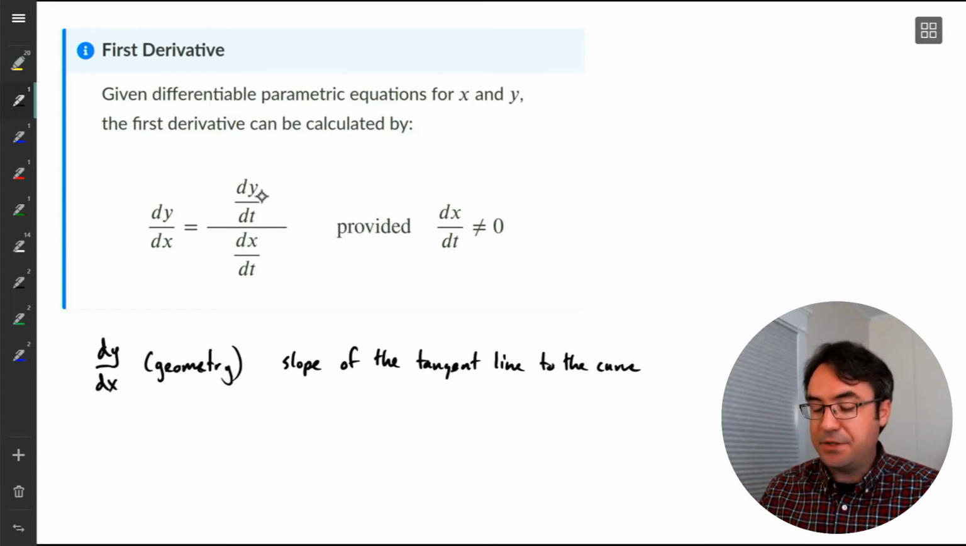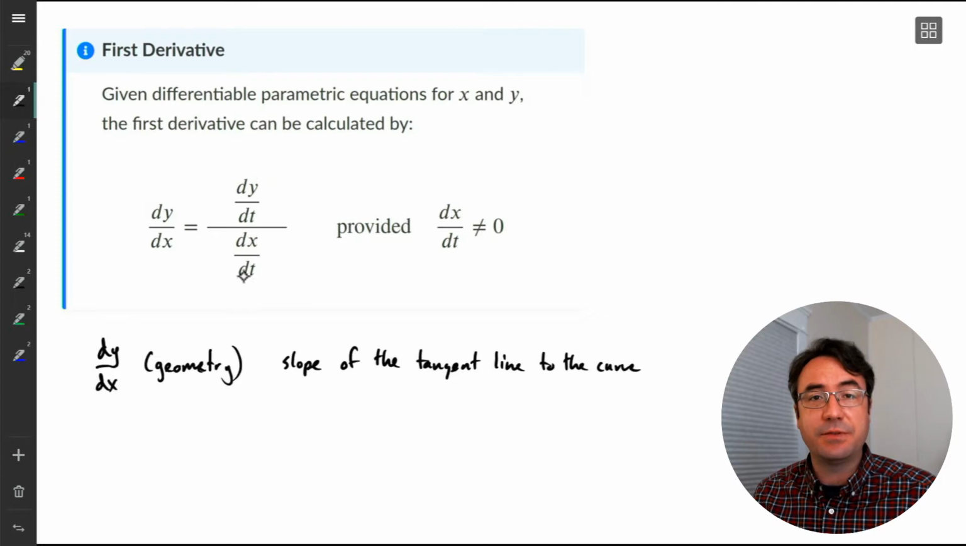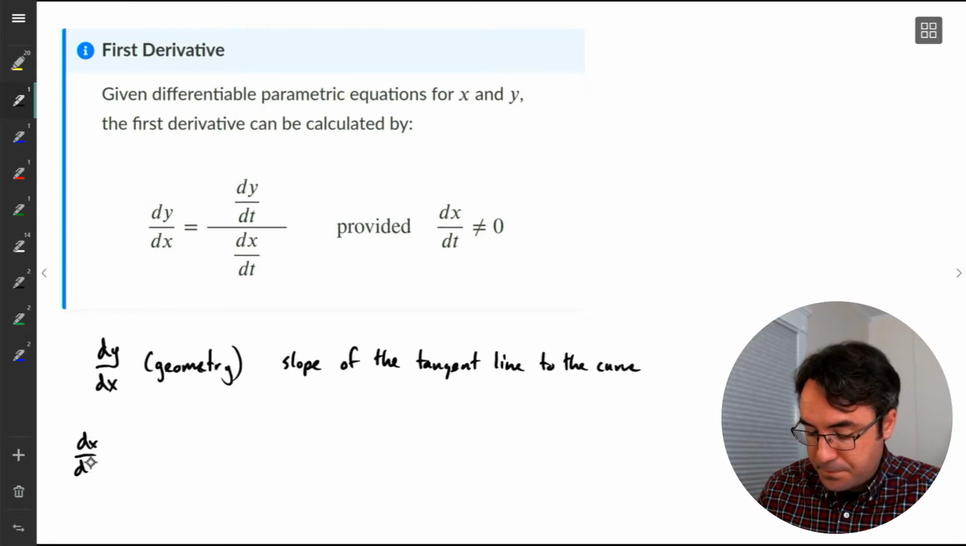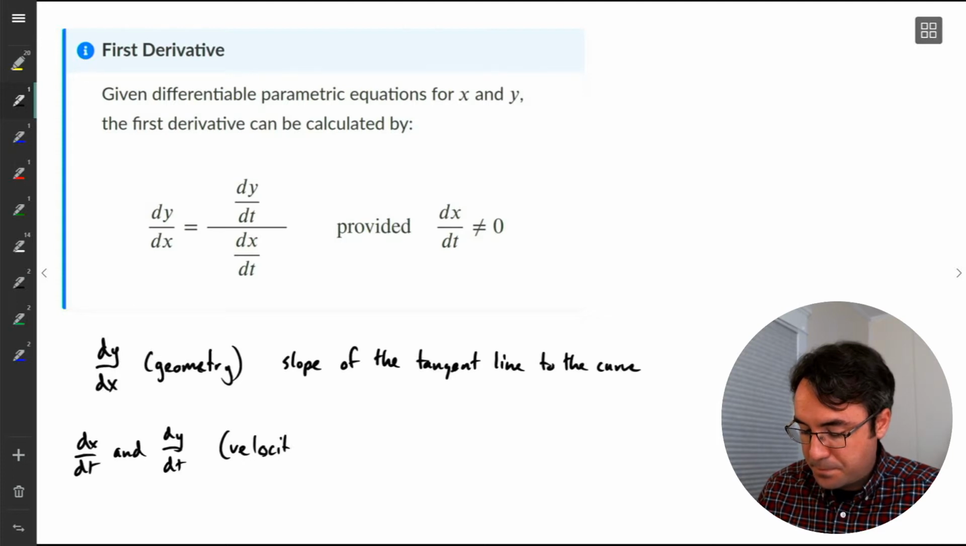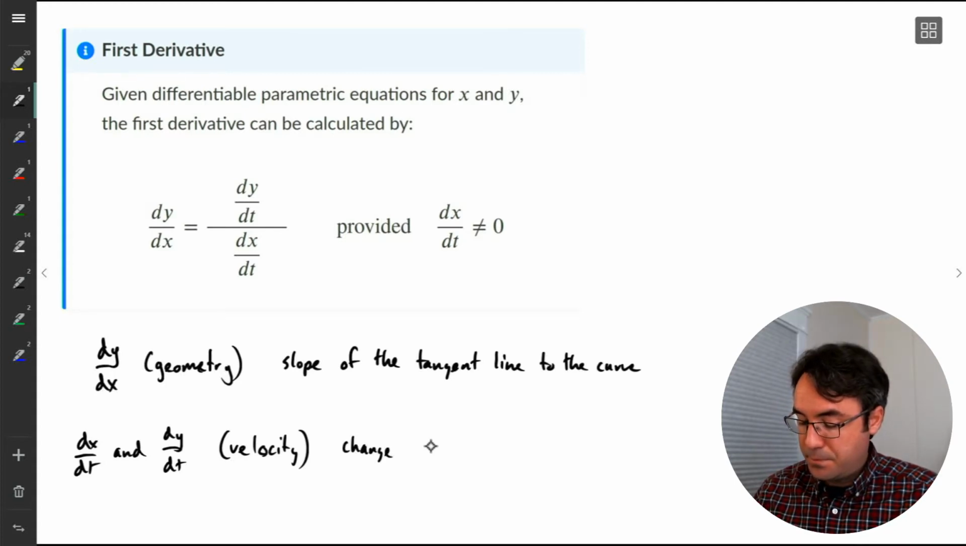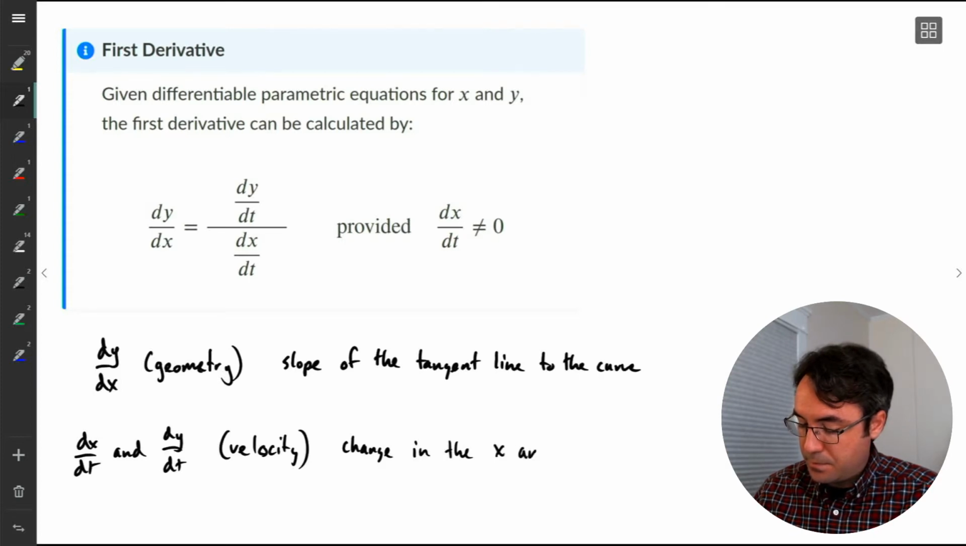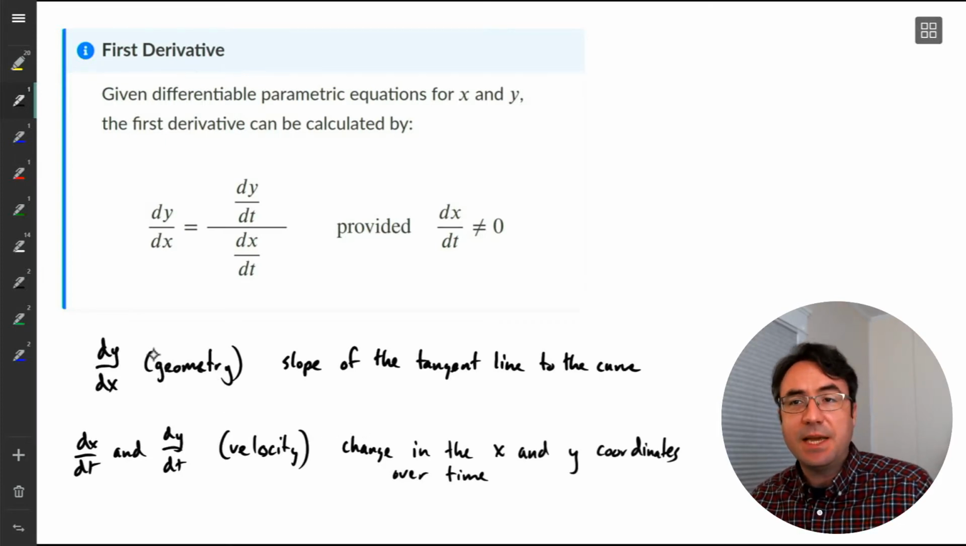Now when we talk about these other derivatives, dy/dt and dx/dt, we want to think of these as time derivatives. So it's the derivative of y with respect to t. It's measuring how much our y-coordinate is changing over time. This is a velocity. We want to think of these two derivatives as velocities. So really these are measuring the change in x and change in y over time. So that's really what these different derivatives are doing.